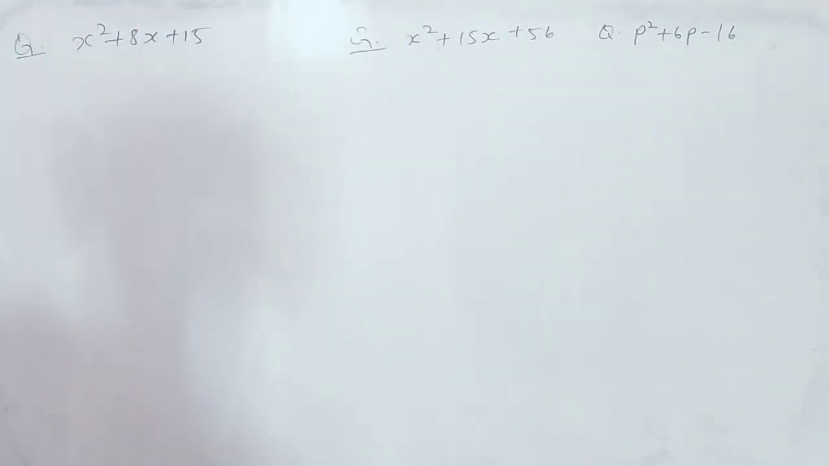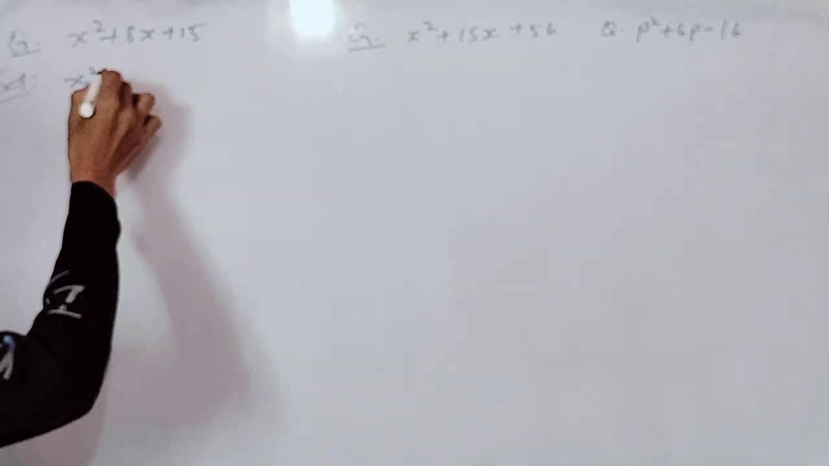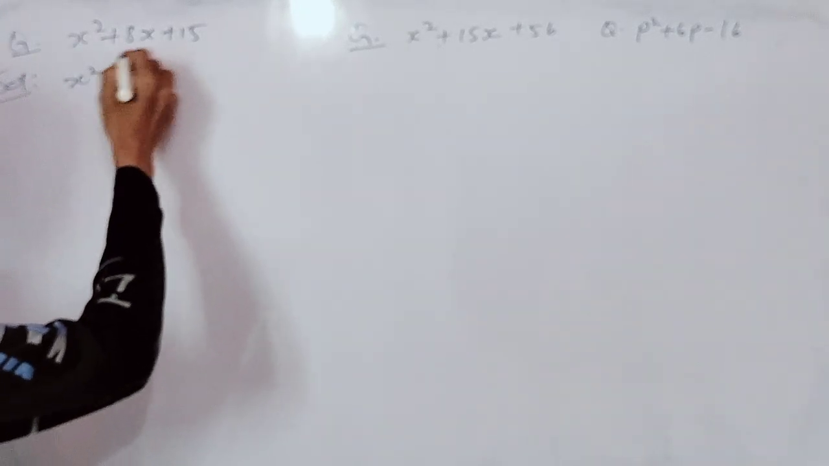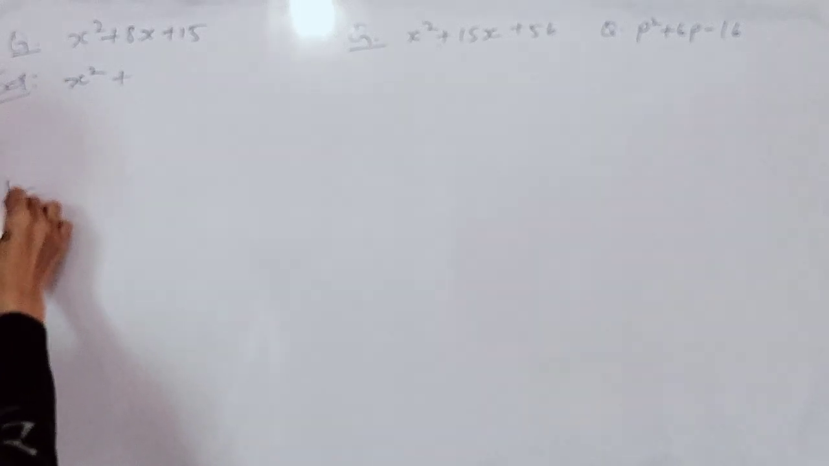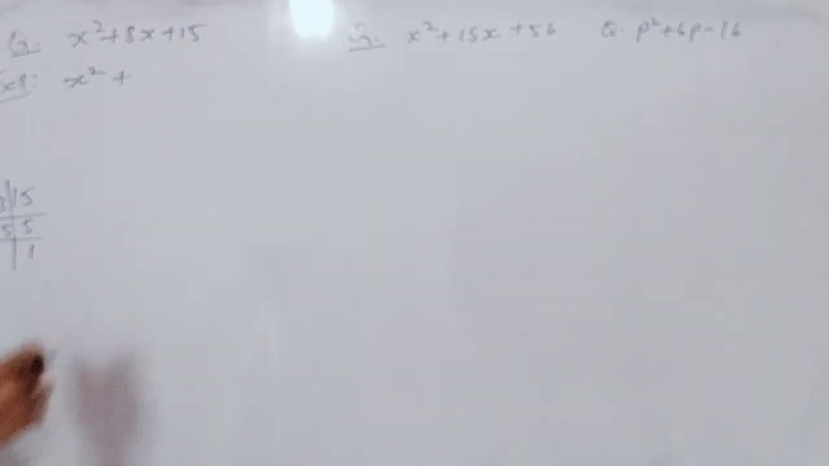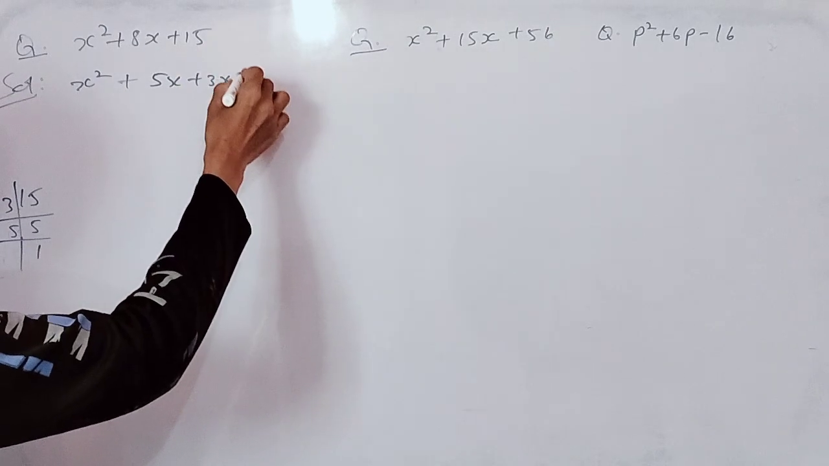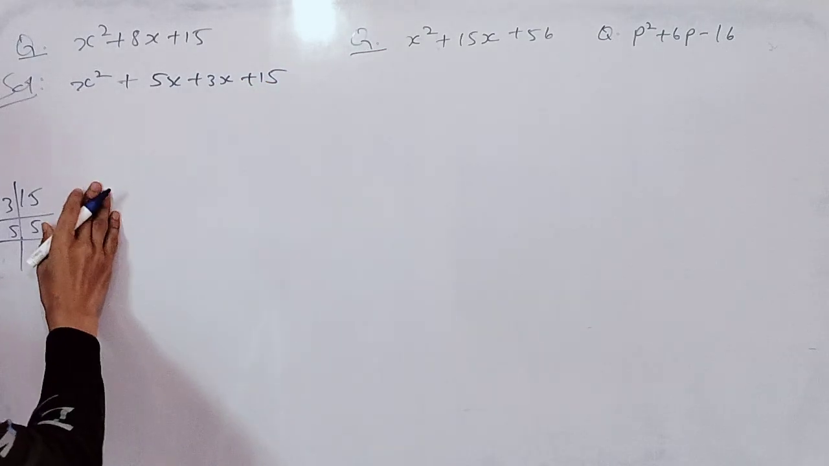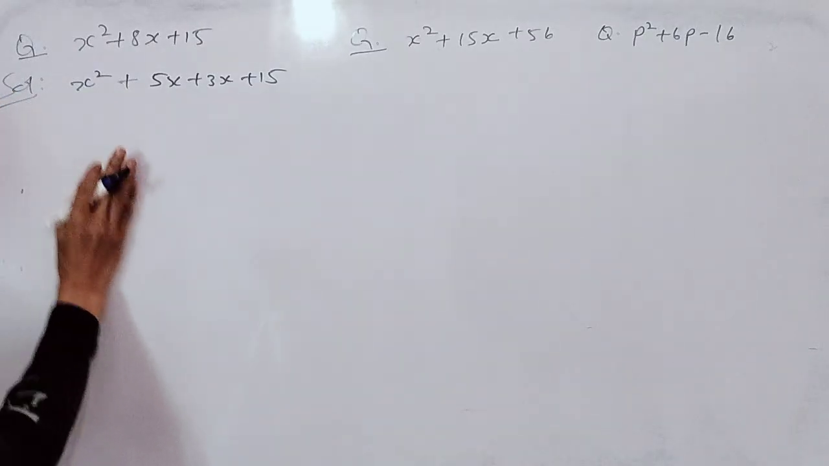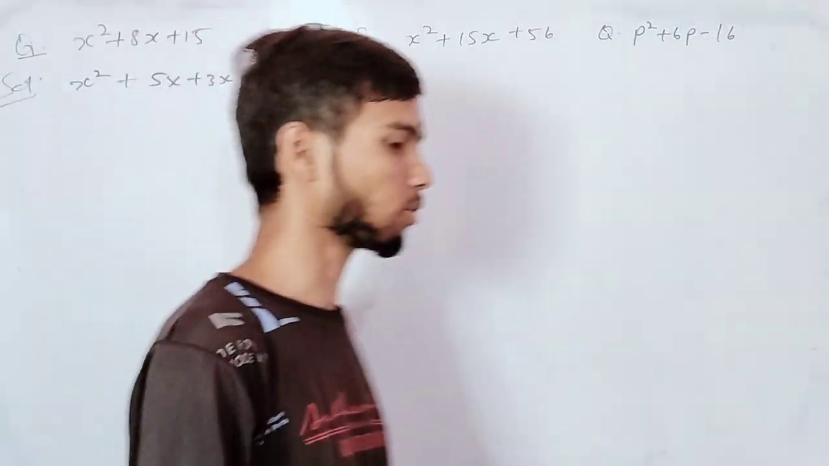Then you can factor. Look here, x square, the middle term, split the middle term. As you know, 15 can be written as 3 fives. Now 5 plus 3 will give 8. You can write 5x plus 3x. Clear? Now 15 as it is. Now you can see we have 4 terms.